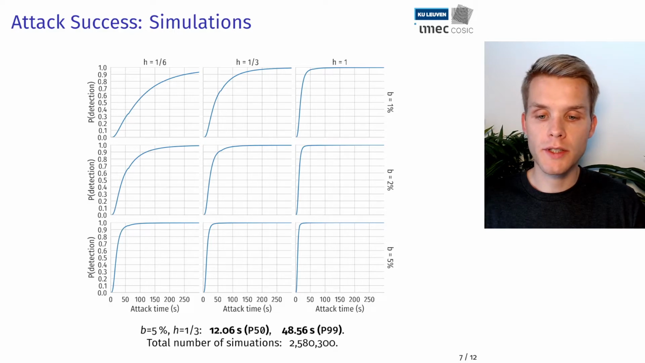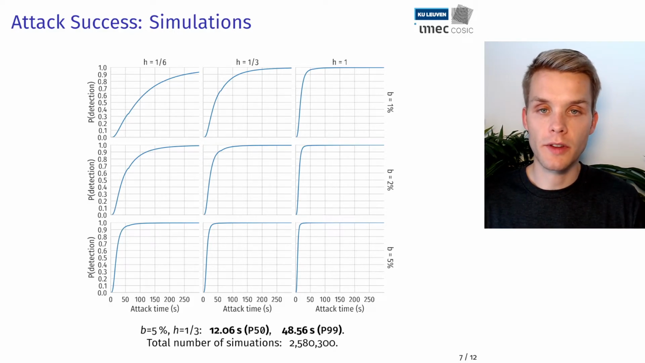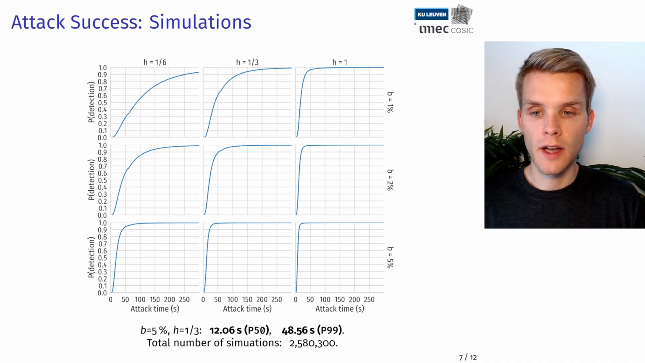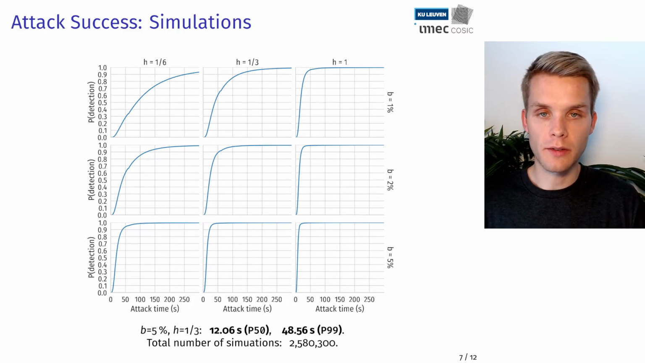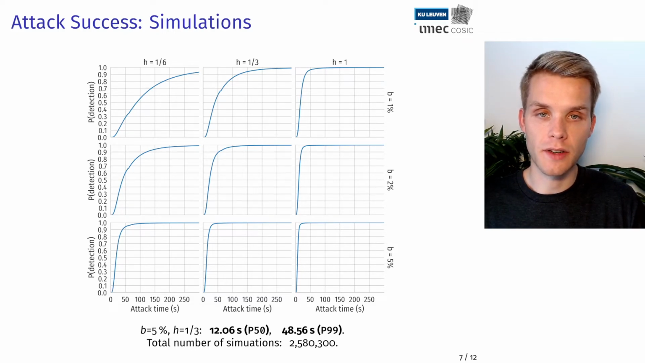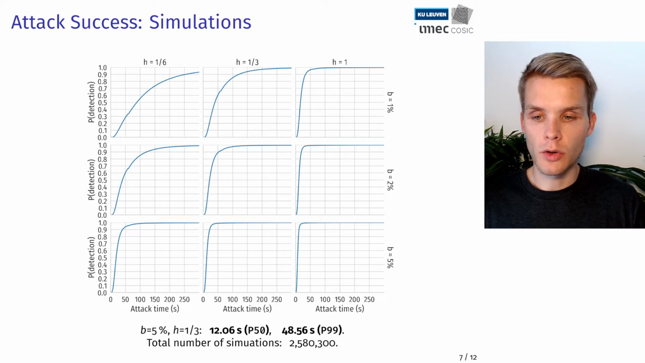So looking at the main result plot, this is a cumulative distribution plot, and you can see that the strength of the adversary increases from top left to bottom right. In the columns you have the share of the hidden service directories that the adversary controls, and in the rows you see the relay bandwidth share of the adversary. And for the adversary that we consider realistic and strongest in the current Tor setting, H equals 1/3 and B equals 5%, we see that after 12.06 seconds, the adversary has discovered the guards of 50% of the victims, and it takes the adversary less than 50 seconds to discover the guards of 99% of all the victims. The total number of simulations done for this plot is 2.5 million.